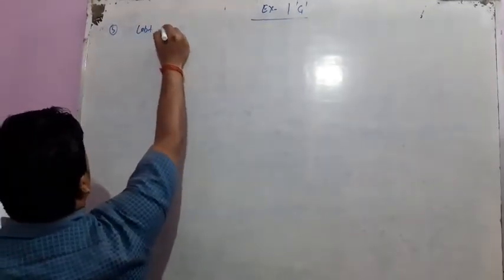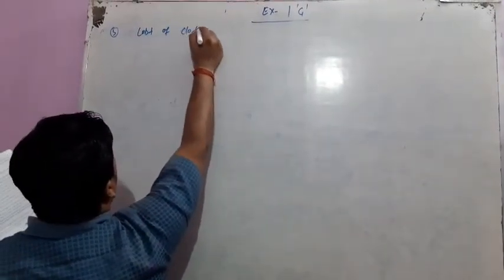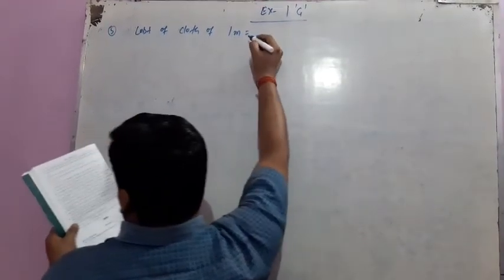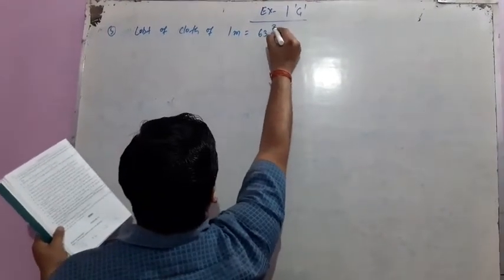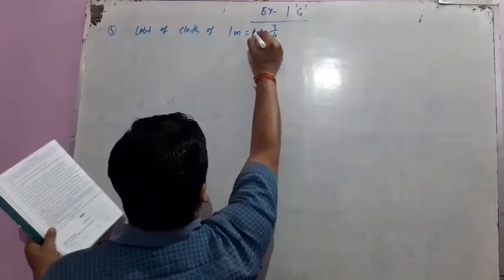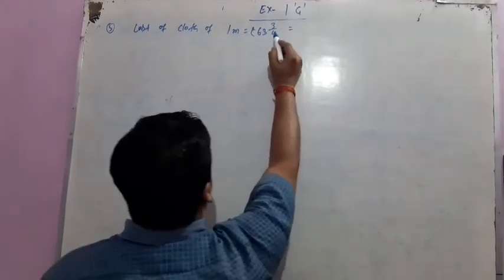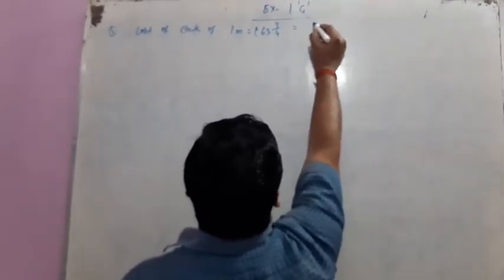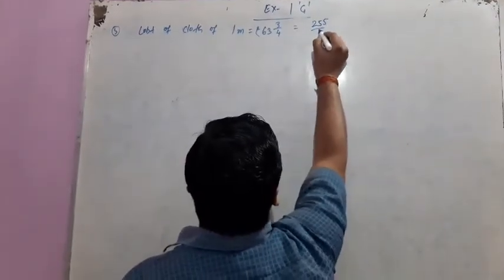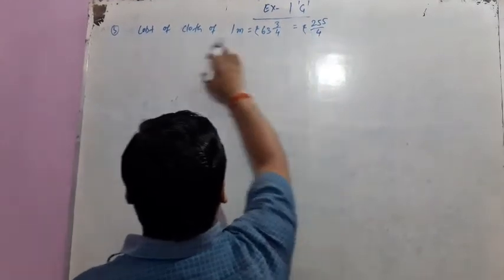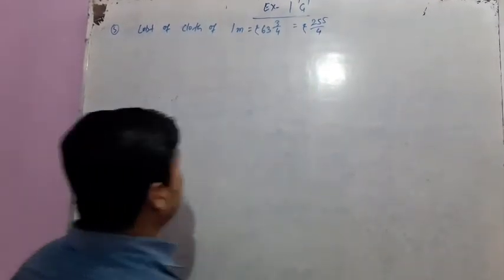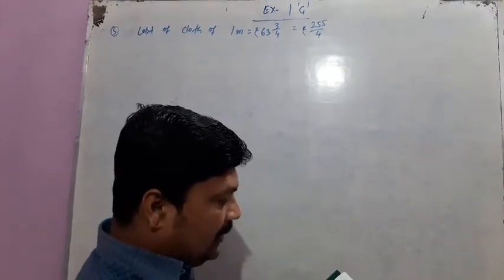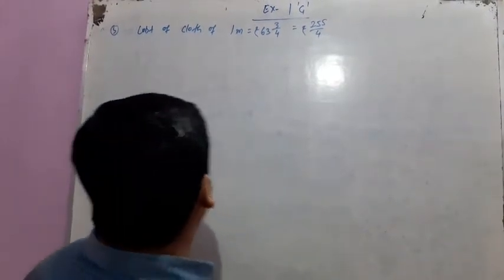Cost of cloth of 1 meter, that is 63 whole 3 by 4 rupees. 63 times 4 is 252, and 3 is 255 by 4 rupees. That is the cost of 1 meter of cloth. Now it is asked in the question, what is the cost of 3 whole 2 by 5 meter of cloth?